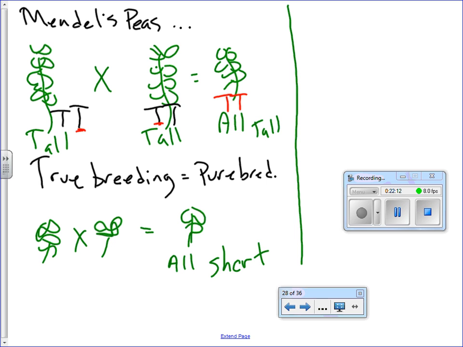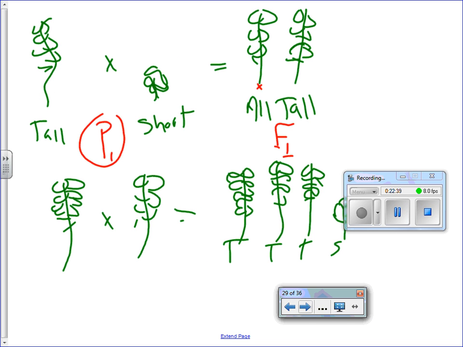And then for short, and this is weird, but for short, we're going to use lowercase t, because it matches up with tall. So little t. And again, the only thing they could possibly have is little t. Okay? So these are all purebred, meaning that they have the same two alleles. Now, this is really cool, because then when we go to this next generation, we can easily explain what's happening. So this guy was purebred tall.